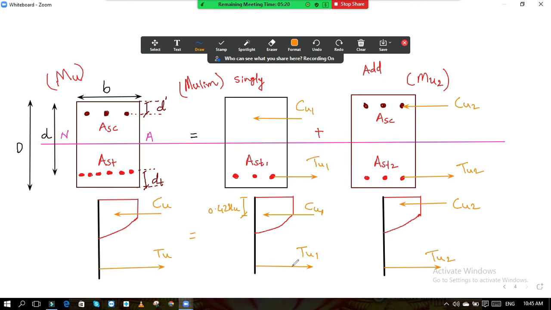So this is the basic diagram, and if I add these two, now if I want the total compressive force of the doubly reinforced section, then what will I do? I will add this Cu1 plus Cu2. We will see the value afterwards. What is Cu1, what is Cu2, and if I want the total tensile force, then I will add Tu equal to Tu1 plus Tu2. So I will get the total tensile force. Now we will look at the values. These you have already known.